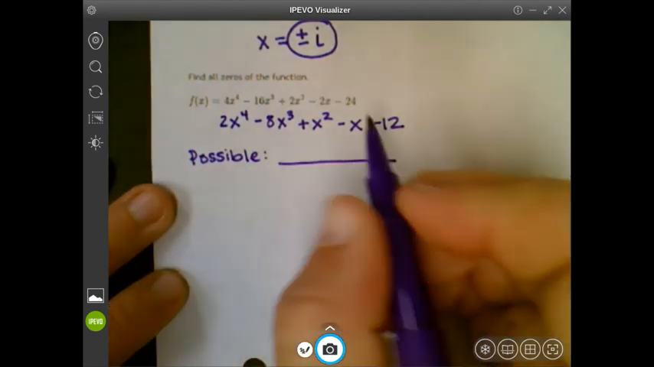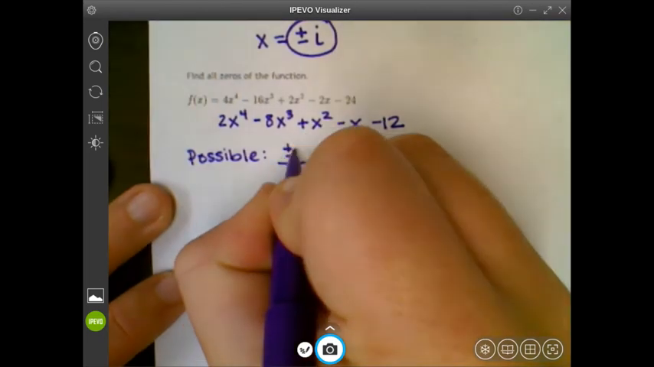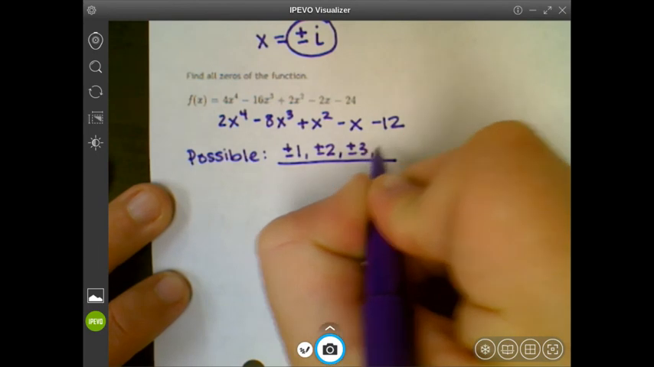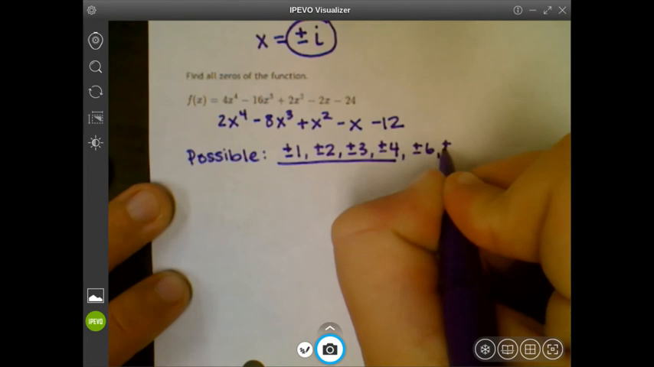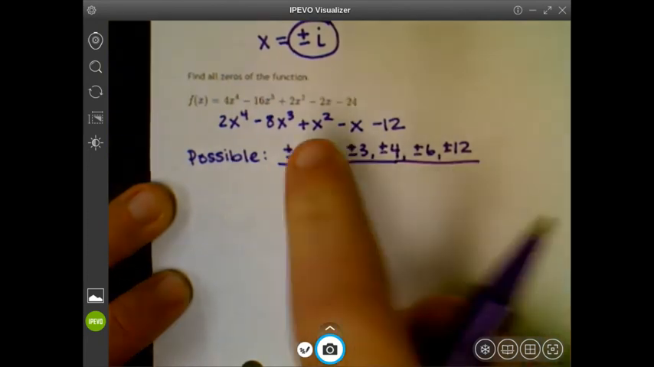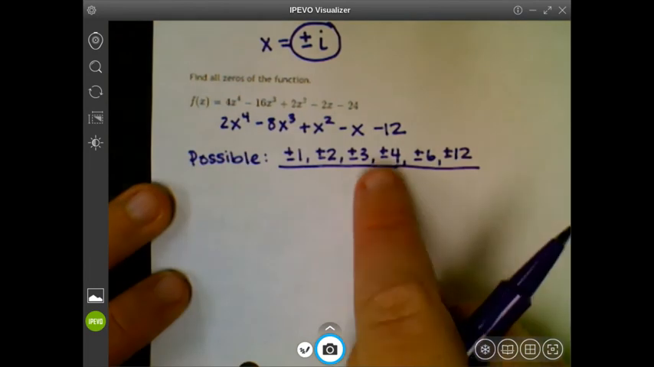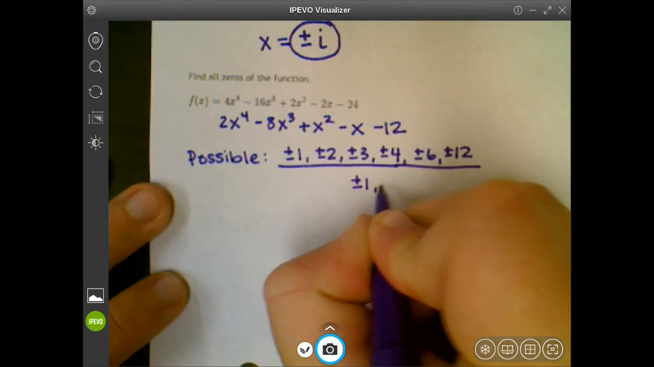All right, so here's the list. Factors of 12, which would be plus or minus 1, plus or minus 2, plus or minus 3, plus or minus 4, plus or minus 6, and plus or minus 12. So 1 times 12, 2 times 6, 3 times 4. In the denominator, we have a 2, so that's just plus or minus 1, plus or minus 2.